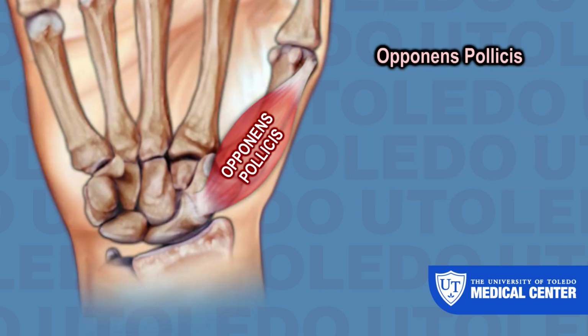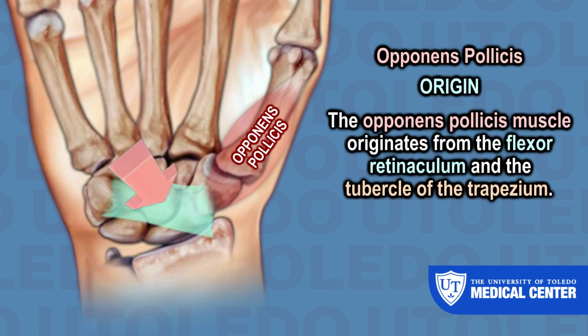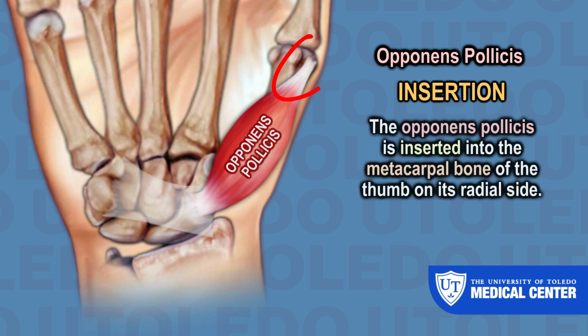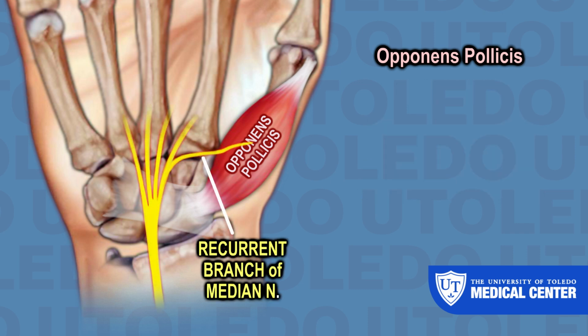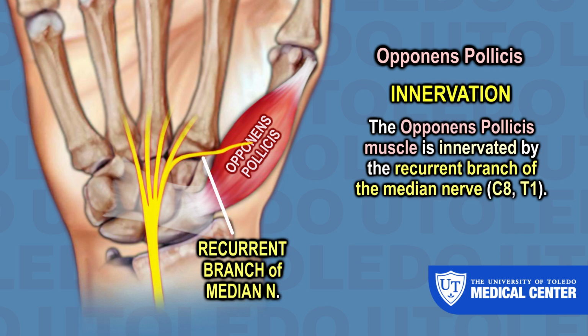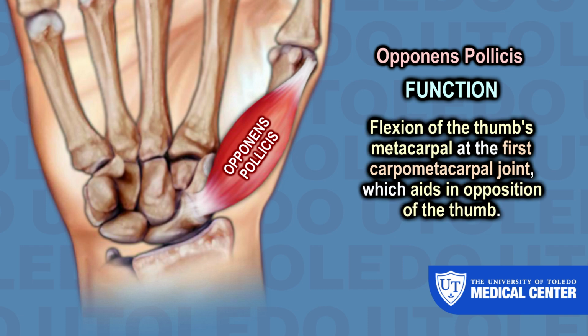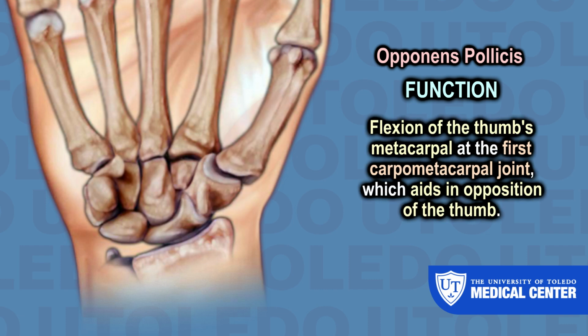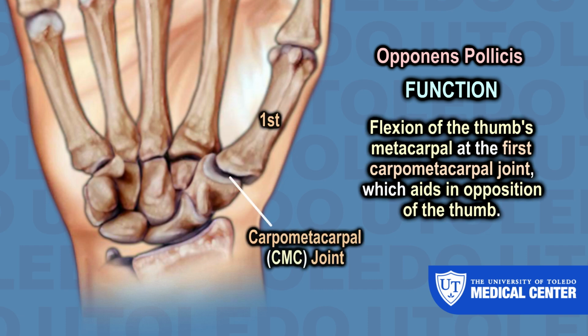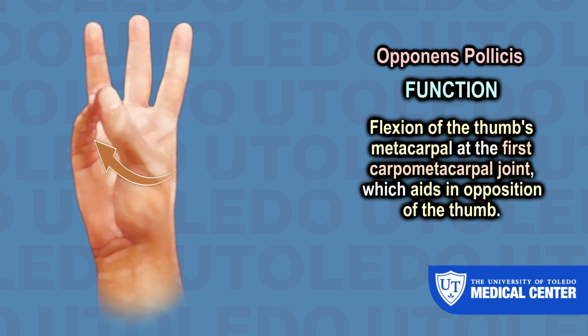The opponens pollicis originates from the flexor retinaculum and the tubercle of the trapezium. It is inserted into the metacarpal bone of the thumb on its radial side. The opponens pollicis muscle is innervated by the recurrent branch of the median nerve. Function of the opponens pollicis muscle is flexion of the thumb's metacarpal at the first carpo-metacarpal joint, which aids in opposition of the thumb.